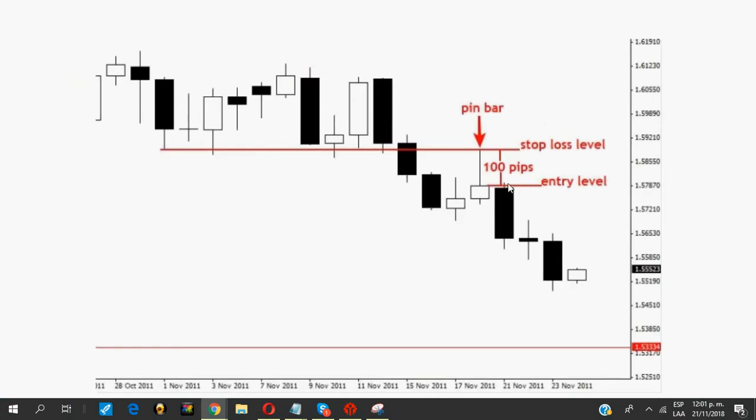As you can see, here is my entry level, and I place the stop loss just above the high tail at 100 pips.